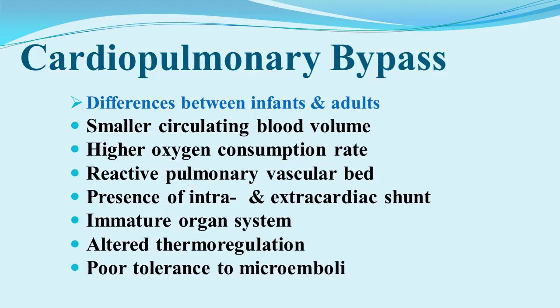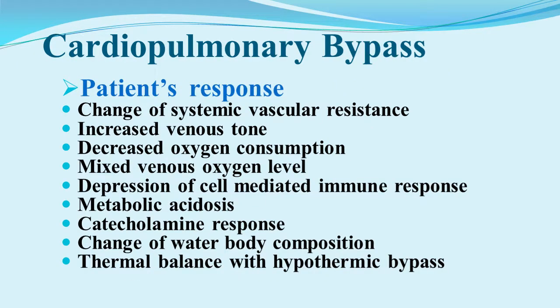The smaller circulating volume in the infants, higher oxygen consumption, reactive pulmonary vascular bed, presence of intra and extracardiac shunts, immature organ systems, altered thermoregulation, and poor microemboli tolerance. Patient response could be the change in systemic vascular resistance, increase in the tone, decreased oxygen consumption, mixed venous oxygen level, depression of the cell-mediated immune response, metabolic acidosis, catecholamine response, change in the body water composition, thermal balance, and hypothermic bypass.